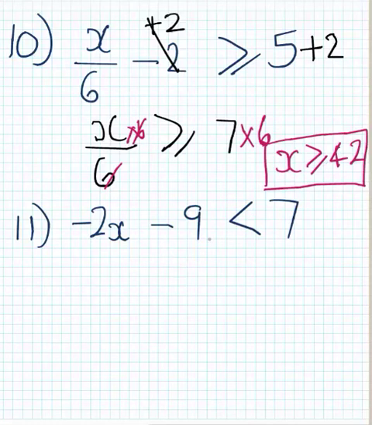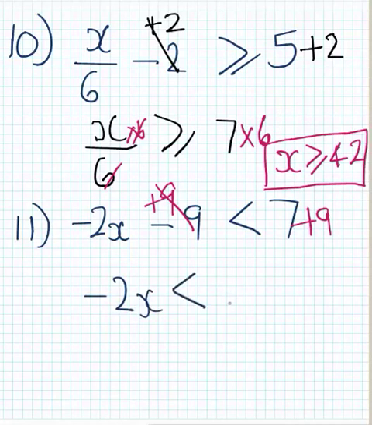This one down here, we will be switching the sign because this is -2 here, it's attached to the x. So we might have to divide later on by -2. Keep that in mind. But our first step is to get rid of this -9. So we +9 on this side, +9 on that side. So we end up with -2x is less than 7 plus 9 is 16.